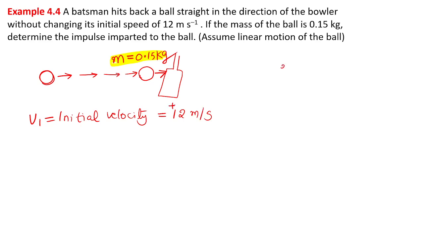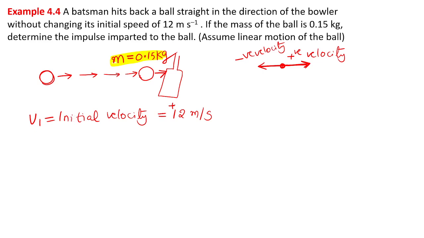Why? Direction is required for representing velocity. If the body is moving towards the right, the body is said to have positive velocity. We studied already: if the body is moving backward, it is said to have a negative velocity. But when we talk about speed, we don't specify the sign. When we talk about velocity, the sign is definitely required. Ball moving towards right, positive velocity. If the ball is moving backward, it has a negative velocity. So v1, the initial velocity, is 12 meters per second.